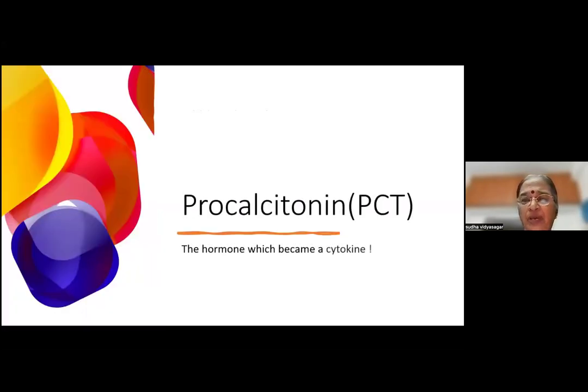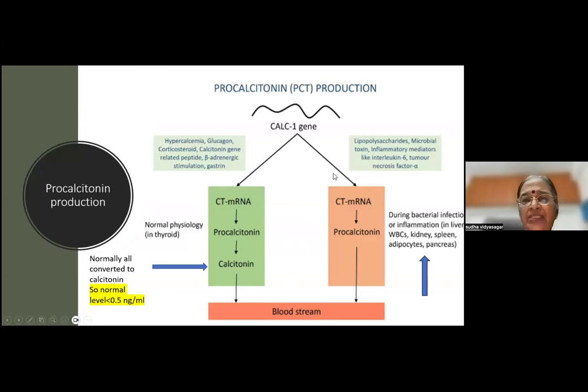So the first is the procalcitonin. This is a hormone which became a cytokine. We all know that procalcitonin comes from the C cells of the thyroid, and in normal physiology, this procalcitonin will be converted to calcitonin. That is why you do not see procalcitonin walking around in the blood, because it's all converted to calcitonin, and the normal level must be less than 0.5. Some people say even 0.25 nanogram per ml.